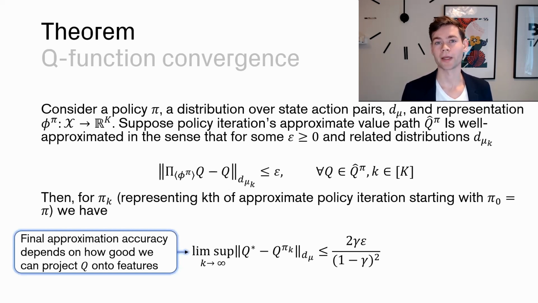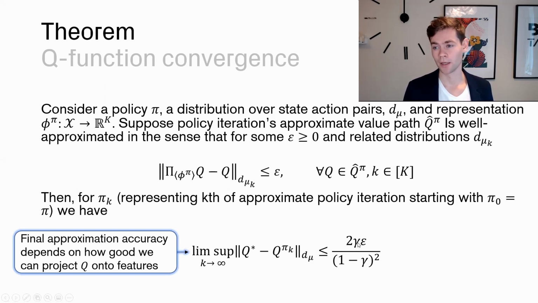And what this now tells us is it gives us an upper estimate for where we're going to converge, or how close we can get to the optimal action value function. So if we read the second part of the theorem, it says that for pi k, representing the kth approximate policy iteration starting with pi 0 equals pi, we have the lim sup of the magnitude of the difference here. And this one is slightly different, right? Here we have the optimal action value function. This is what we want to converge to. And then we have the approximate action value function at some given time step k. And we say that as k tends to infinity, this error, the projection error between the optimal action value function and the estimate that we actually produce, is going to be limited by this term here.